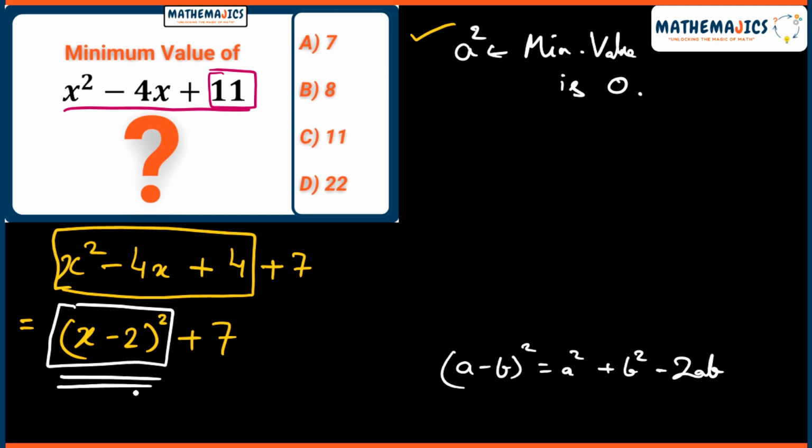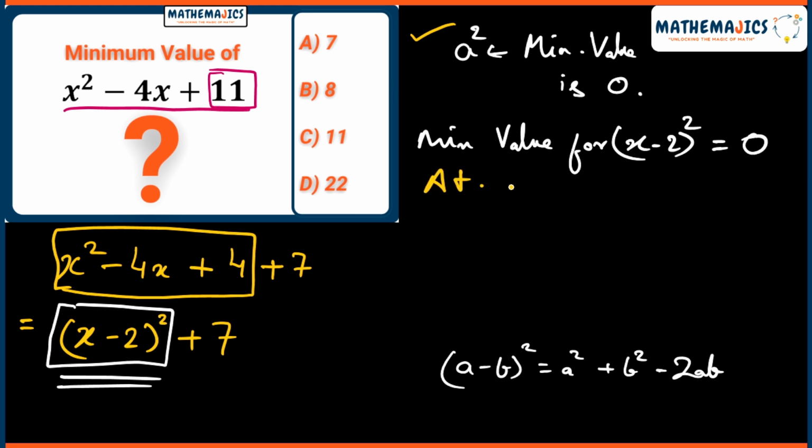Similarly, if you look at this part, what you will get? The minimum value for x minus 2 whole square will be equal to 0, and this will be at x equals to 2. Yes, if you place x as 2, you will get x minus 2 whole square as 0. Apart from 2, you put any value, you will get more than 0. Okay. Now at x equals to 2, x minus 2 whole square is minimum, that is 0.